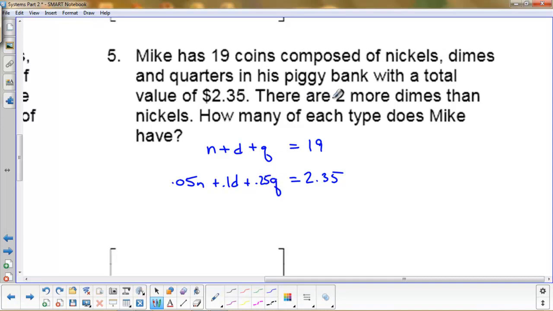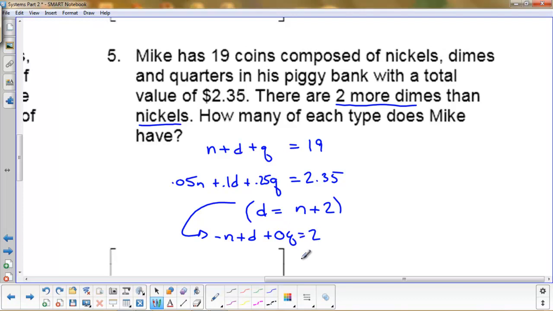And finally, there are 2 more dimes than nickels, all right? So that means the number of dimes is more than the number of nickels. So in order for the number of nickels to equal the number of dimes, I have to add 2 to it. Again, we're going to utilize this to get the structure we need in order to place it in an augmented matrix. So negative N plus D plus 0Q equals 2.